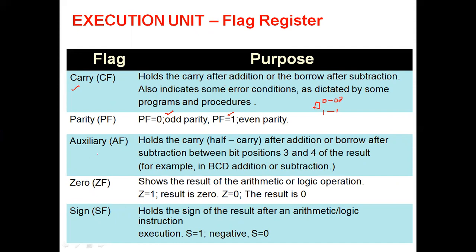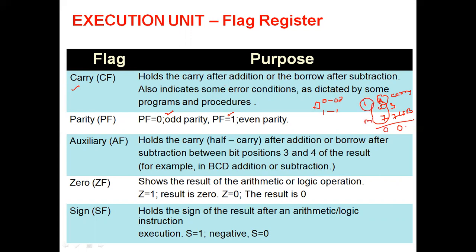Auxiliary carry flag holds the carry after addition, or borrow after subtraction, between 3 positions. So that is the auxiliary carry. If LHS is added and a carry is generated, suppose 2, 3 and 7, 7. So 3 plus 7 is 10. This we call a carry. If the LSB, the least significant bits, produce a carry, we call it a carry. If the MSB, 7 plus 2 is 9, 9 plus 1 is 10. This we call an auxiliary carry.